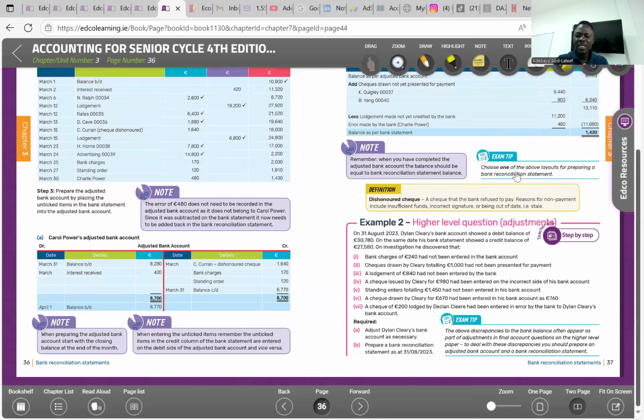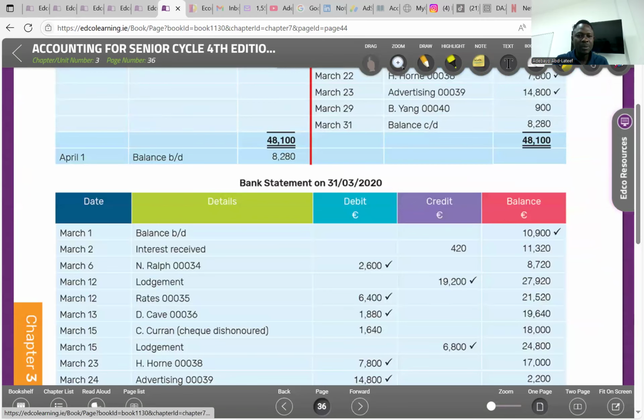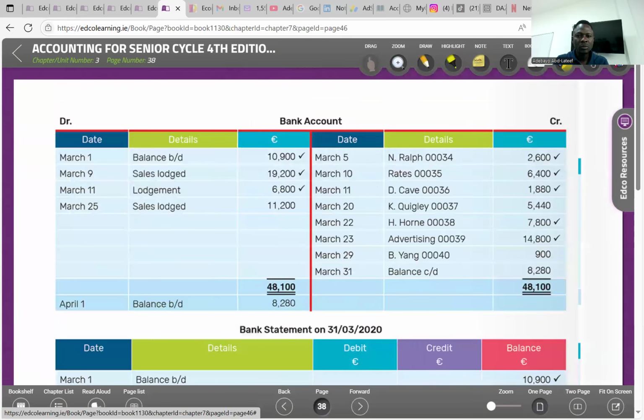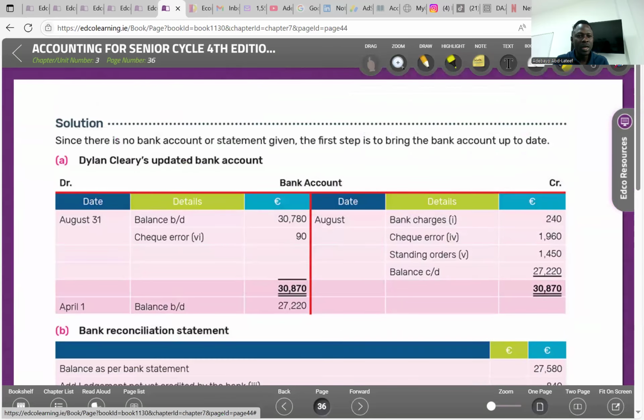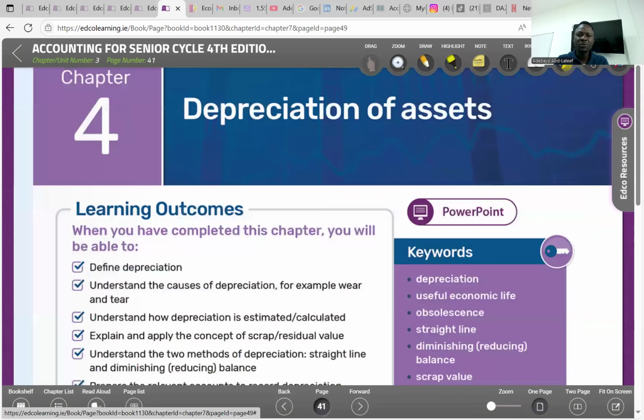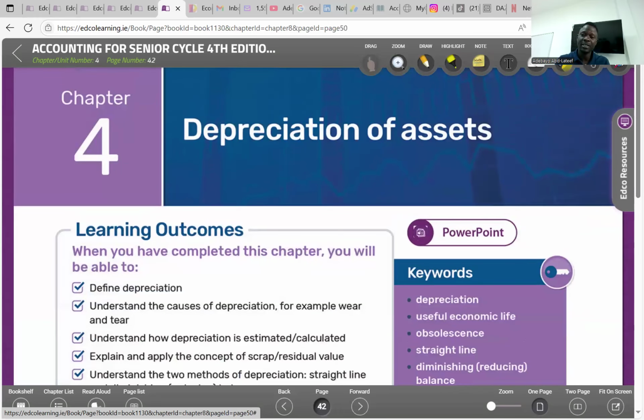Thank you. So in the next class, we're going to chapter 3, I think. So after this, we're going to chapter 3. So this is chapter 3. So I think this is the end of chapter 3. So we'll be moving to chapter 4, depreciation of assets, in the next class.